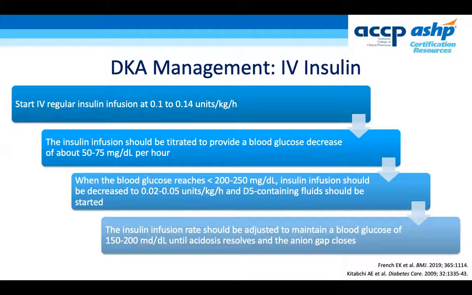When the blood glucose reaches 200 to 250, as I mentioned before, the insulin infusion should continue. D5 containing fluid should be started, and then your insulin rate should be dropped to about 0.02 to 0.05 units per kilo per hour at that point. Because really at this point, once our blood glucose is low, we're just continuing the insulin and hydration until the acidosis is fully resolved. And then finally, the insulin infusion should be adjusted to maintain a glucose of about 150 to 200 until acidosis is fully resolved and the anion gap closes.